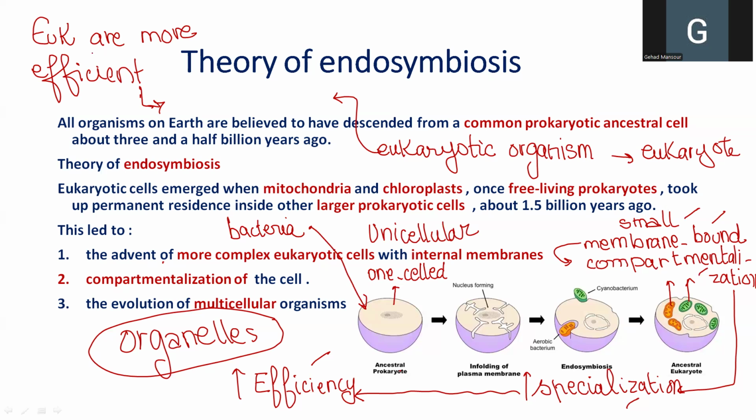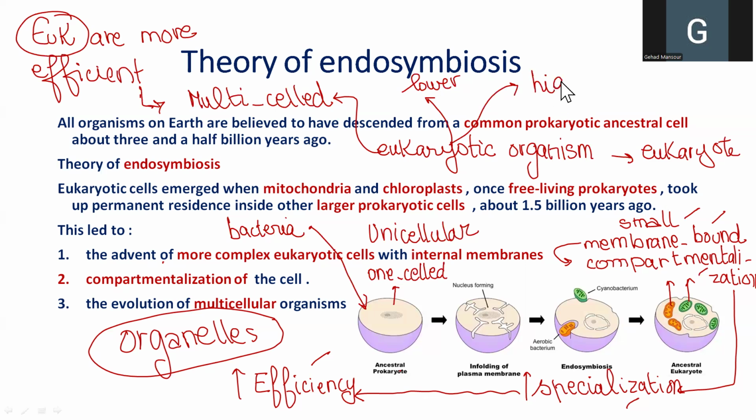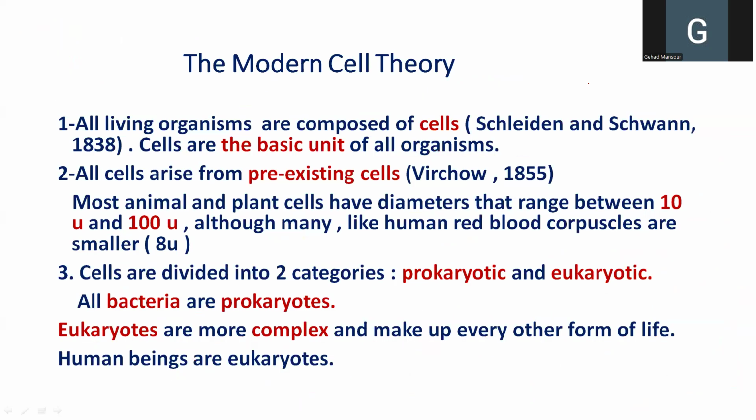So the appearance of eukaryotic cells has allowed the appearance of eukaryotic organisms, and eukaryotic organisms are multi-celled or multicellular organisms. But the multi-celled eukaryotic organisms are themselves divided into lower and higher. The lower have a smaller number of cells and can carry out smaller or simpler functions, whereas the higher organisms are more complex and can carry out more complex functions.